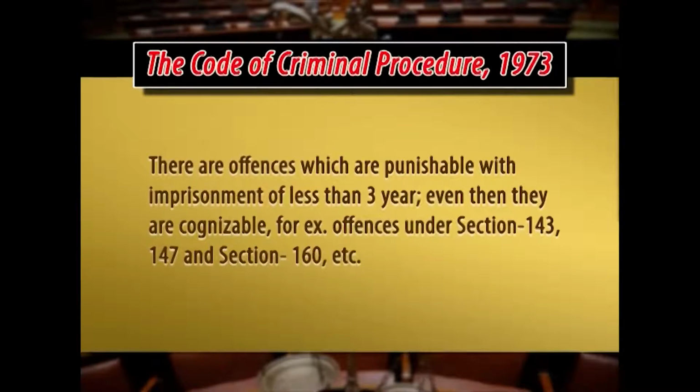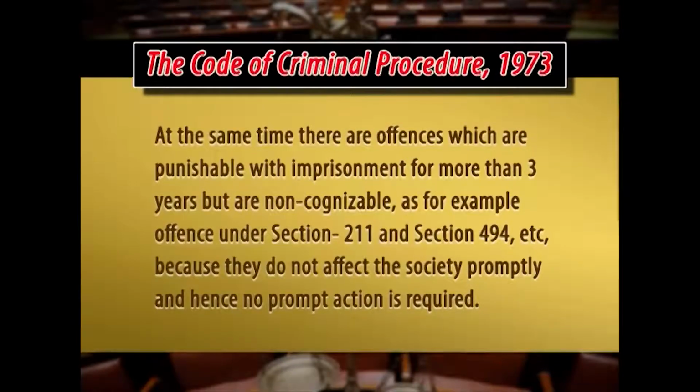However, there are certain exceptions to this general rule. There are offences which are punishable with imprisonment of less than 3 years, even then they are cognizable. For example, the offences under section 143, section 147 and section 160 of the Indian Penal Code. The reason is that a prompt action is required in these offences. At the same time, there are offences which are punishable with imprisonment for more than 3 years, but they are non-cognizable. As for example, the offence under section 211 and section 494 of the Indian Penal Code, because they do not affect the society promptly and hence no prompt action is required.